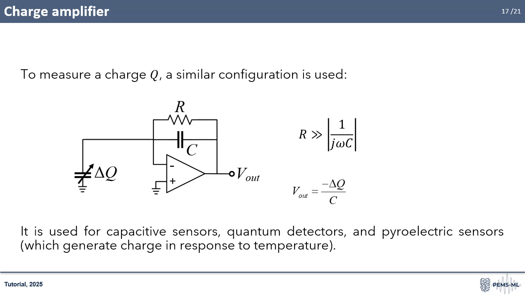In the feedback path of the amplifier, a capacitor C and a resistor R are placed in parallel. The capacitor is the key component. The input charge accumulates on it, generating an output voltage proportional to delta Q divided by C. The resistor provides a discharge path for the capacitor, defining the decay time and allowing the circuit to respond to slow variations as well. Charge amplifiers are commonly used with piezoelectric transducers, where direct voltage measurement would be unreliable due to high impedance and charge leakage.